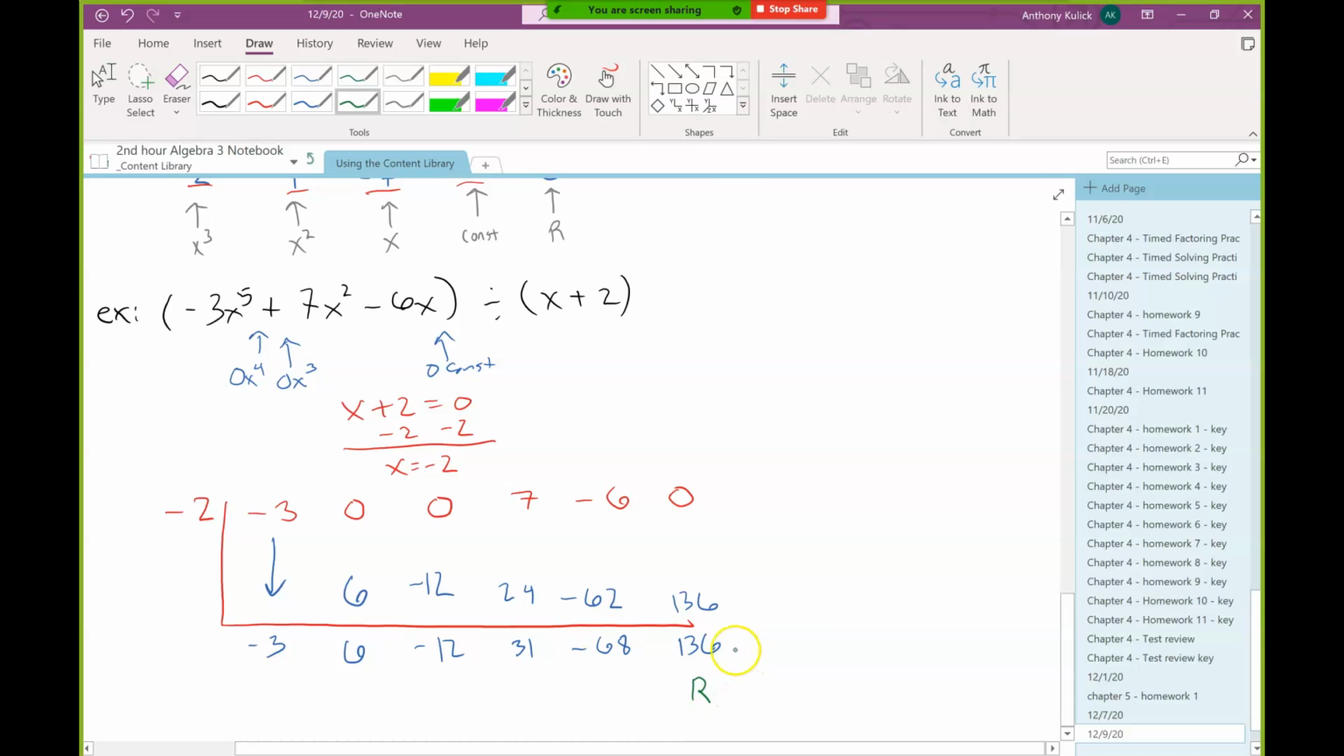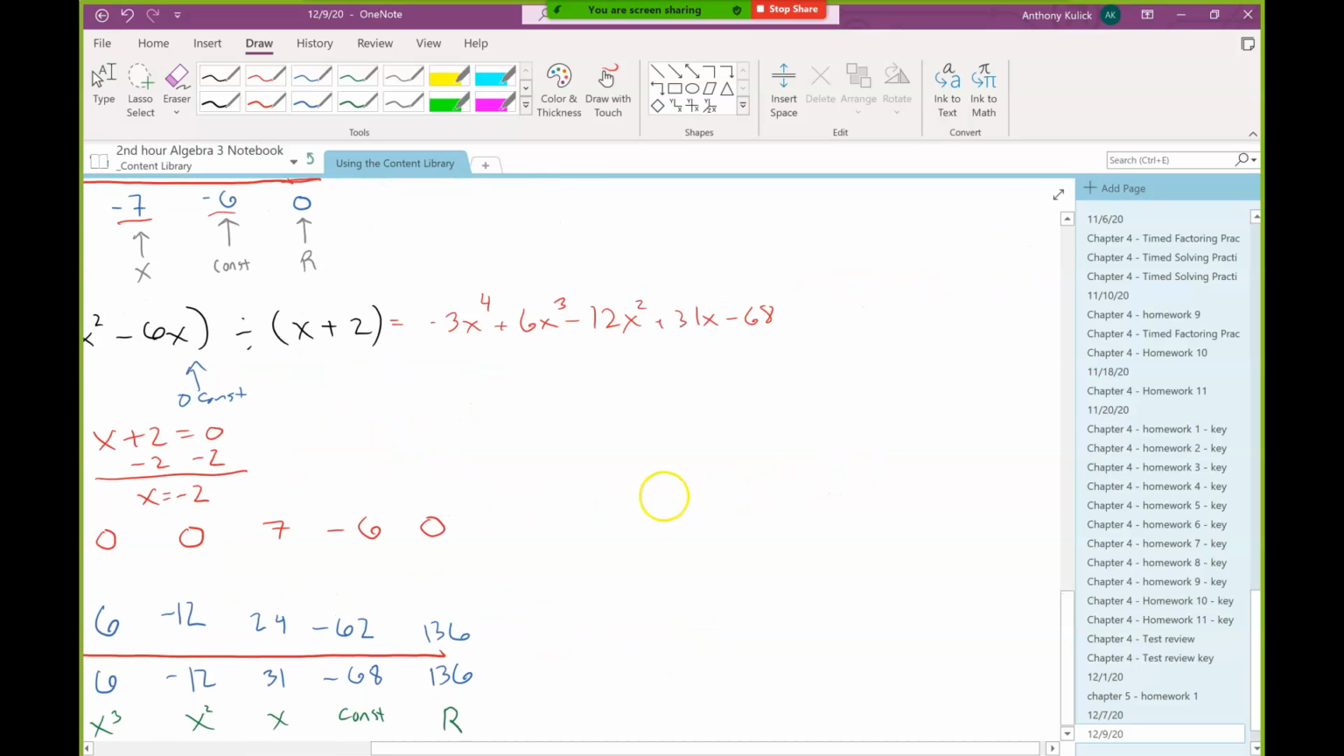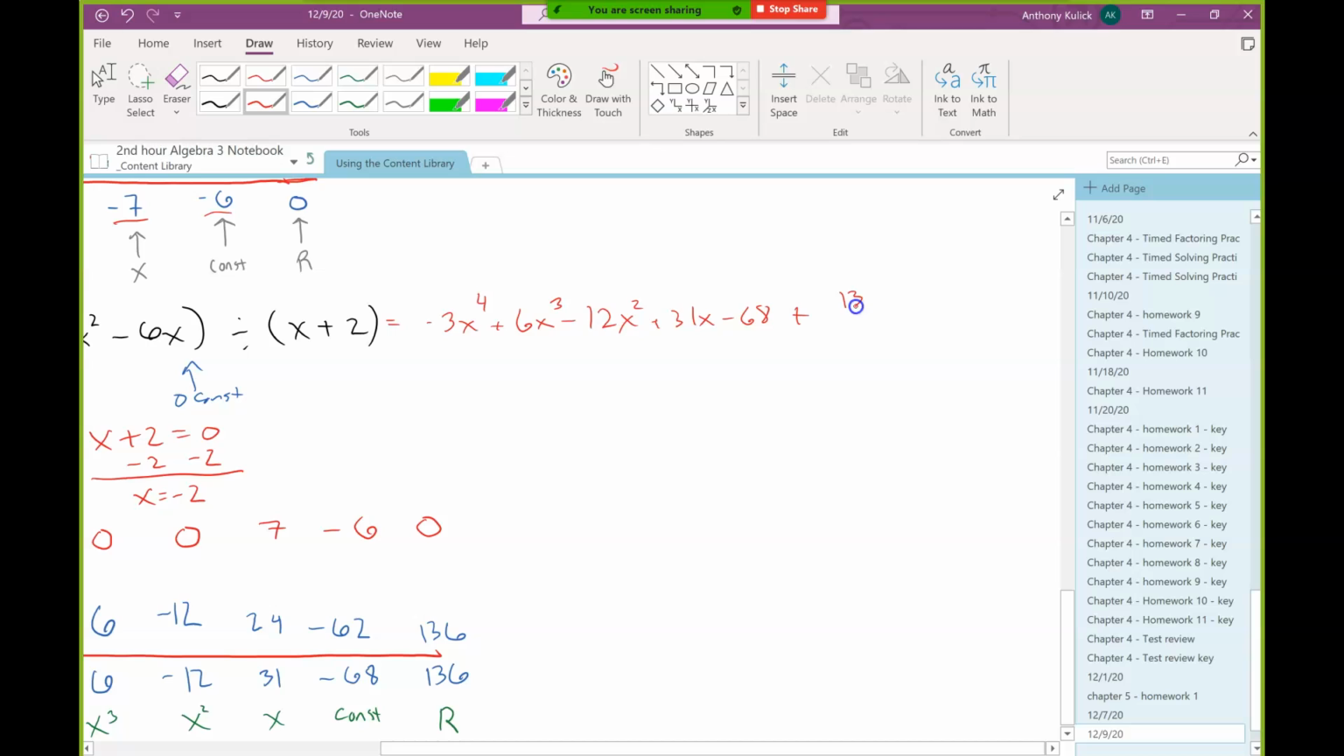So the first number on the right is the remainder. We're always reading these numbers from right to left. The x coefficient, the x squared coefficient, the x cubed coefficient, the x to the fourth coefficient. So when we write our answer, that's going to be negative 3x to the fourth plus 6x to the third minus 12x squared plus 31x minus 68 over our divisor, which is x plus 2.